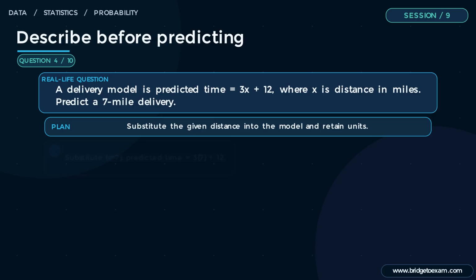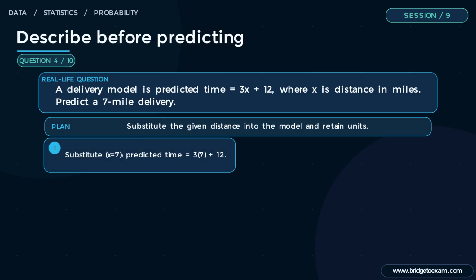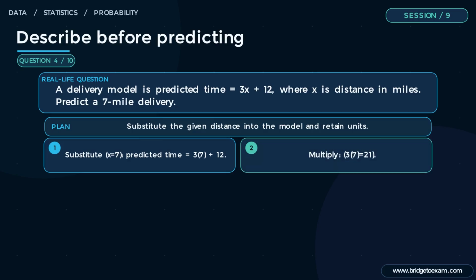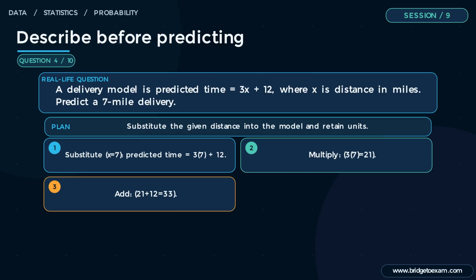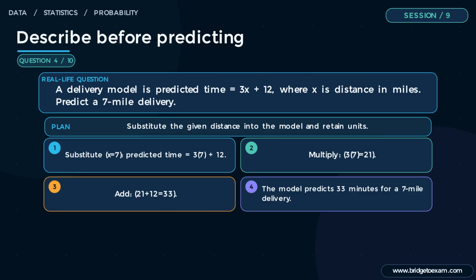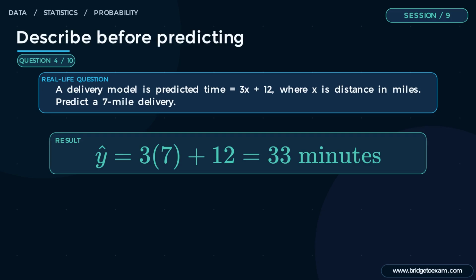Step 1. Substitute. x equals 7. Predicted time equals 3 times 7, plus 12. Step 2. Multiply. 3 times 7 equals 21. Step 3. Add. 21 plus 12 equals 33. Step 4. The model predicts 33 minutes for a 7-mile delivery.